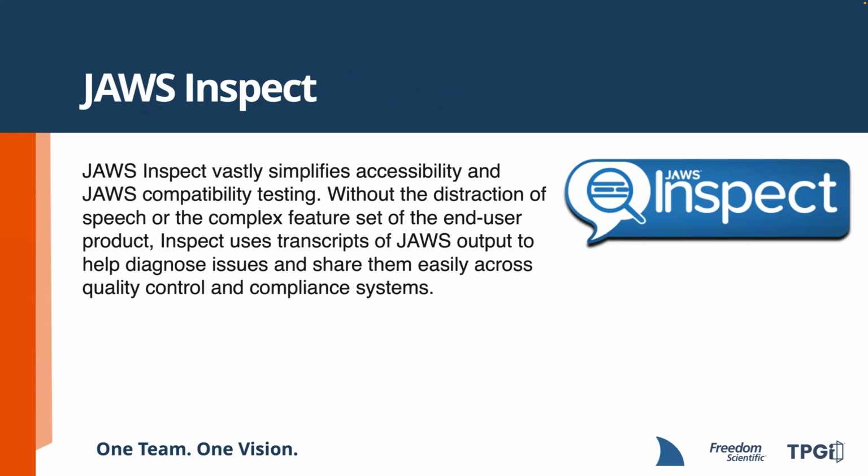JAWS Inspect simplifies accessibility and JAWS compatibility testing. What it provides you with is transcripts of JAWS output without all the various end user features, such as the shortcut keys. JAWS has an awful lot of shortcut keys and various other features that are of value to the user, but not really of value to the tester. So it simplifies the whole process, easy to learn. You get transcripts of the JAWS output, and that helps you diagnose issues.